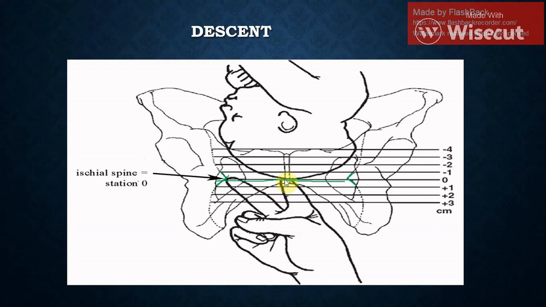Likewise, if the fetal presenting part is 1 centimeter higher than the ischial spine, we consider it as station -1. Then if it is 2 centimeter higher than the ischial spine, it is station -2, -3, -4, -5.